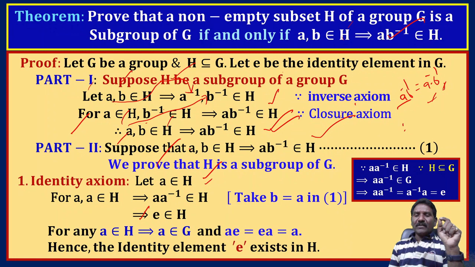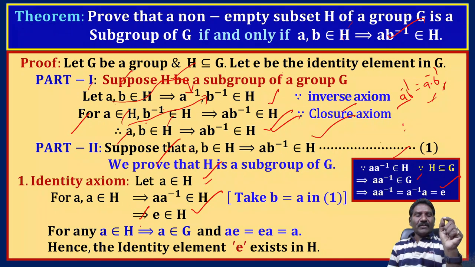Since A A inverse belongs to H, and H is a subset of G, all the elements in H are the elements in G. So A A inverse belongs to G, where G is a group, G satisfies 4 conditions. By inverse property, A A inverse equal to E, that is A A inverse belongs to H gives E belongs to H. E belongs to H.